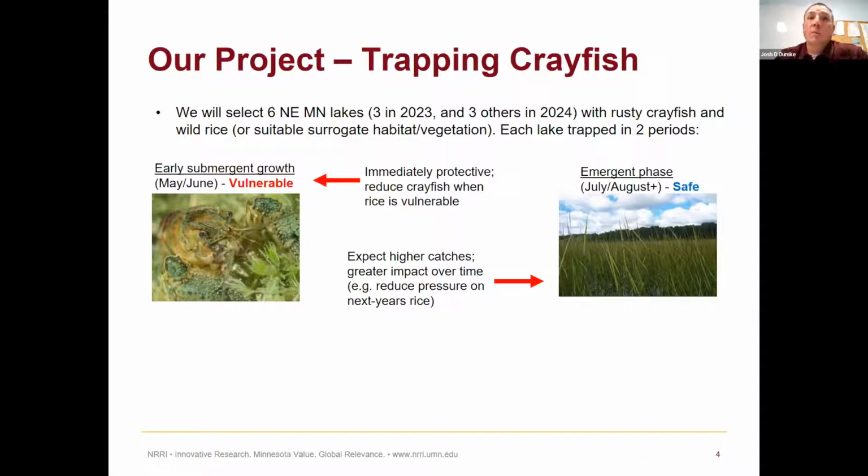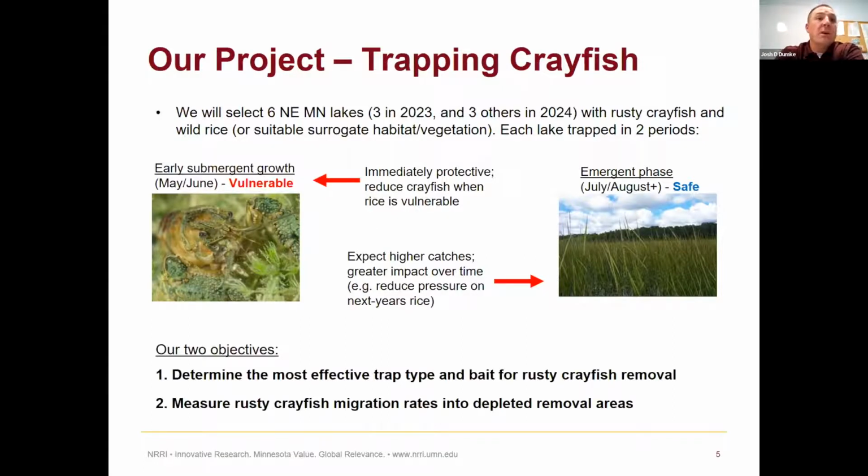The lakes that we're going to be looking at are large. Many are connected in chains of lakes or connected by streams. So it might be completely impractical to try and trap out a lake, but you might be able to do localized reductions in a bay or a section of a lake where wild rice is growing. Is there any impact to reducing the population near wild rice when you have an open system like that?